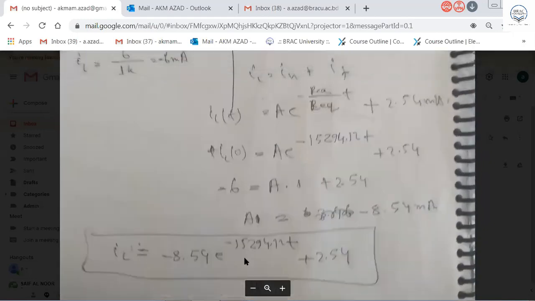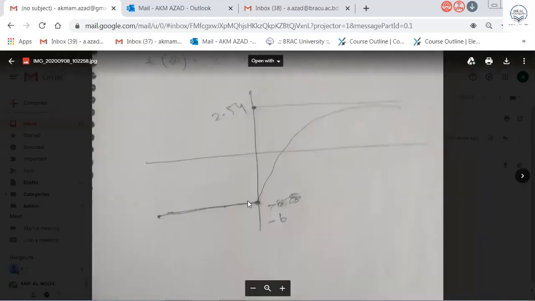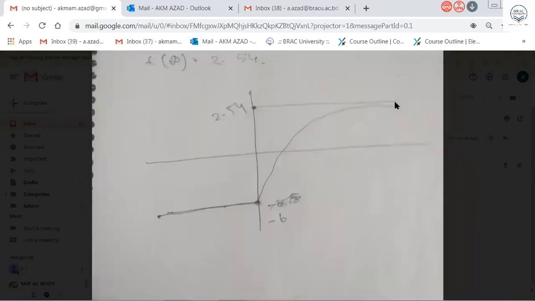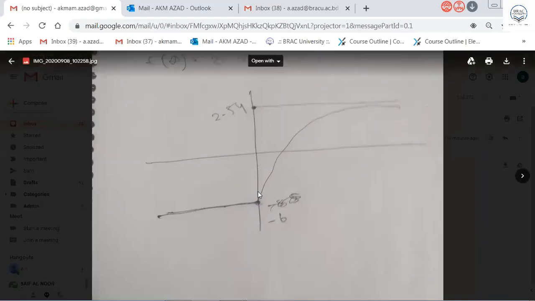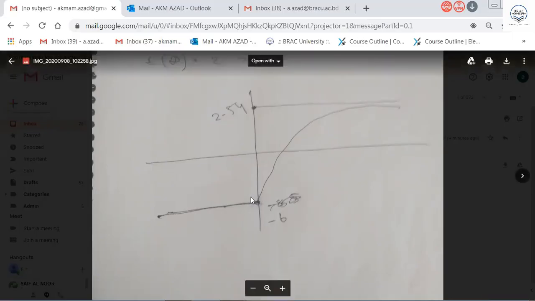On the equation IL equal to this, from here, if you put t equal to 0 and t equal to infinity, at t equal to 0 you're getting minus 6 milliampere, and at t equal to infinity you got plus 2.54, and that's what he had done. Last time it was 4.3, and now it is 2.54. The answer is absolutely correct, but I have to write the equation for this line and this line. And if you want to do the voltage, you can easily do the voltage.